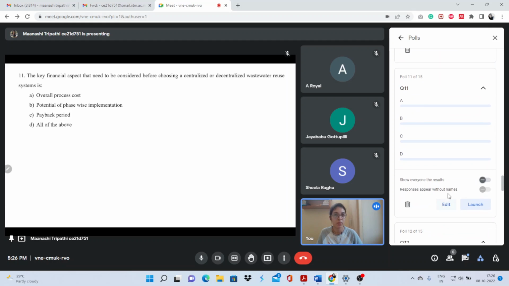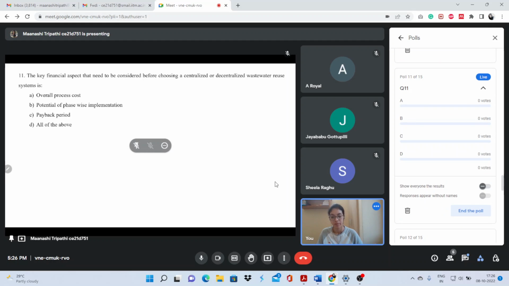Moving to question number 11. The key financial aspect that needs to be considered before choosing centralized or decentralized wastewater system is overall process cost, potential for phase-wise implementation or modular design, payback period, and all of the above.